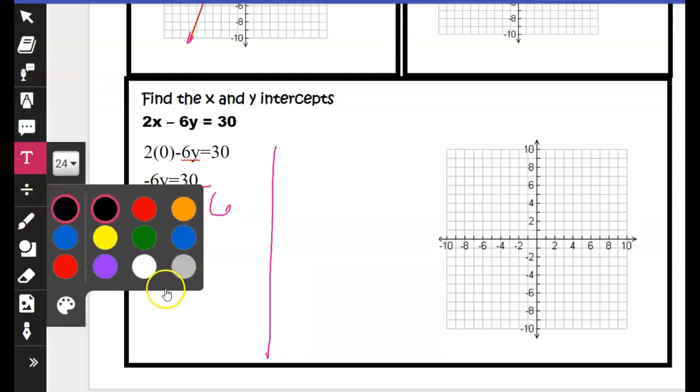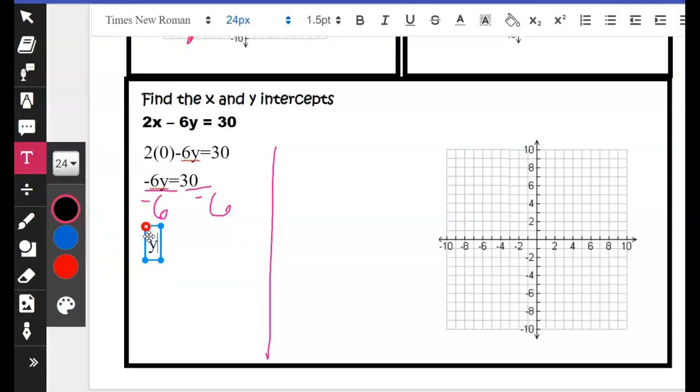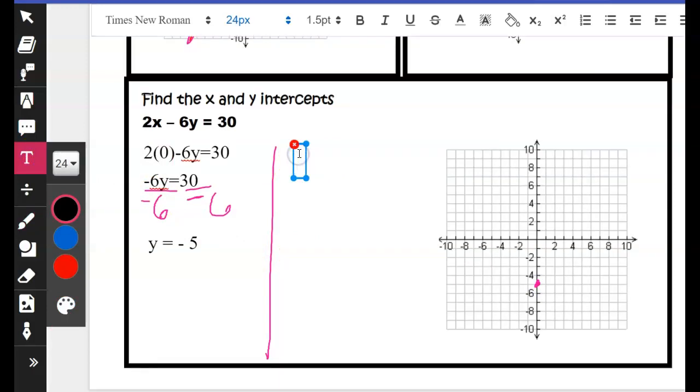And so y is going to equal negative 5. 30 divided by 6 is 5. And since this one has a negative sign, that would be a negative y. So on my y-axis, that's where my y-intercept is going to be.